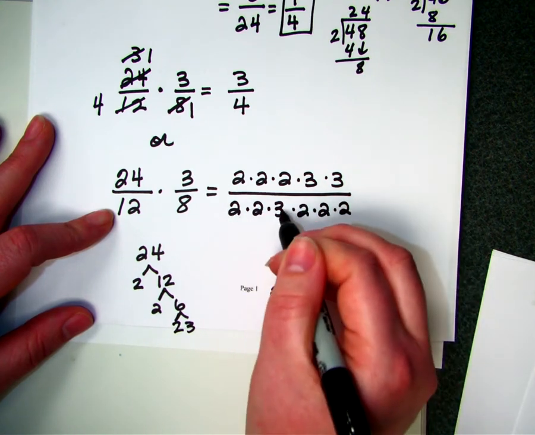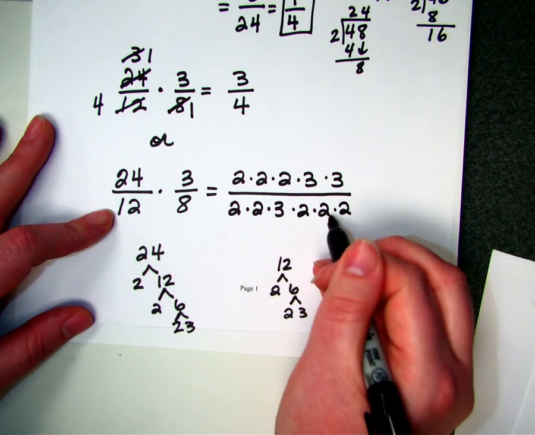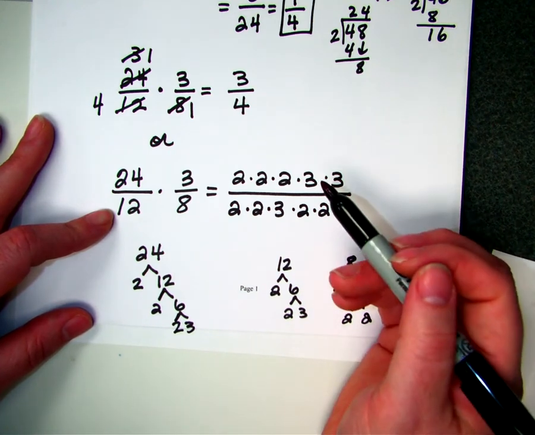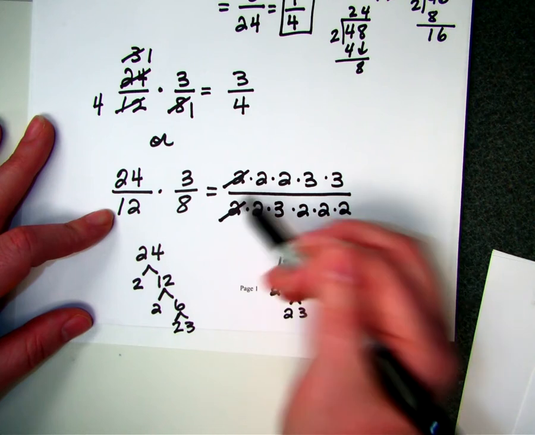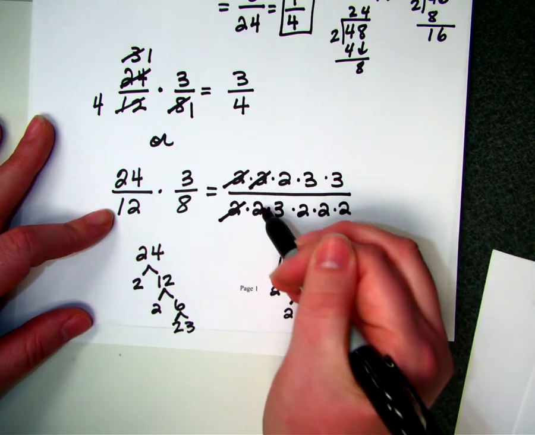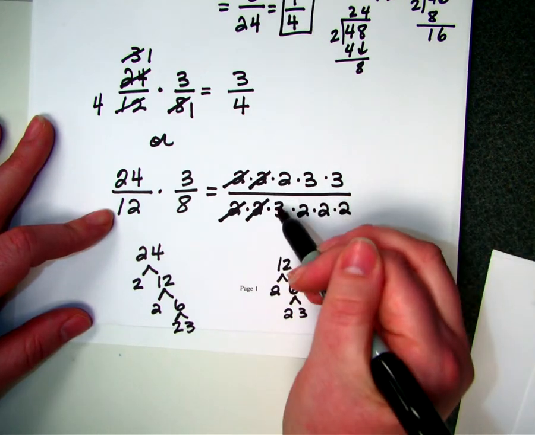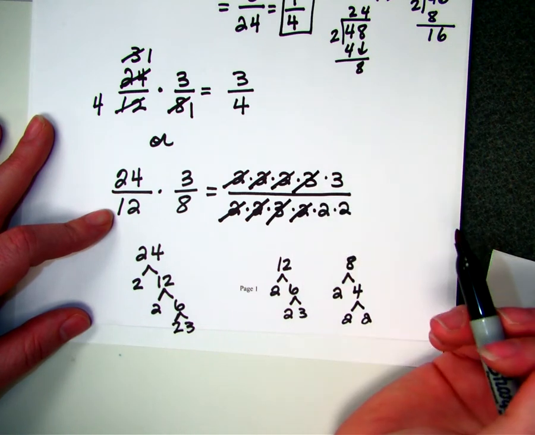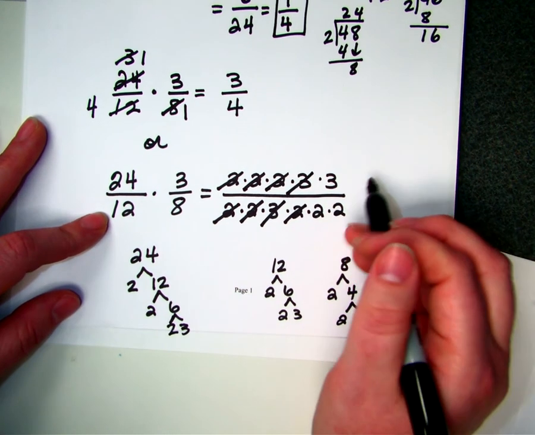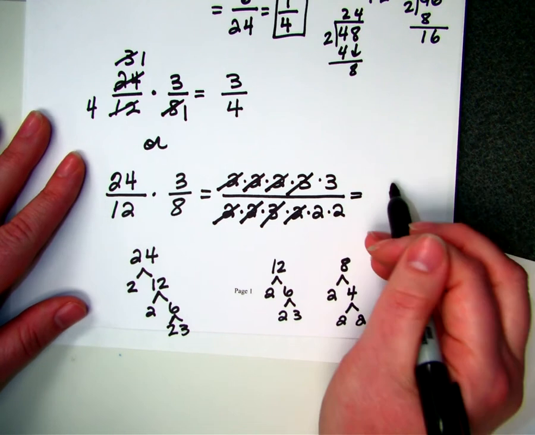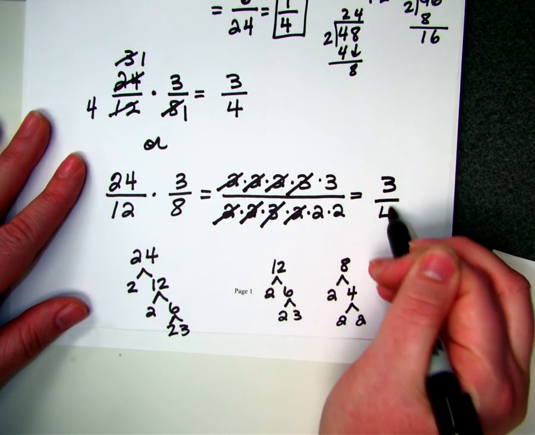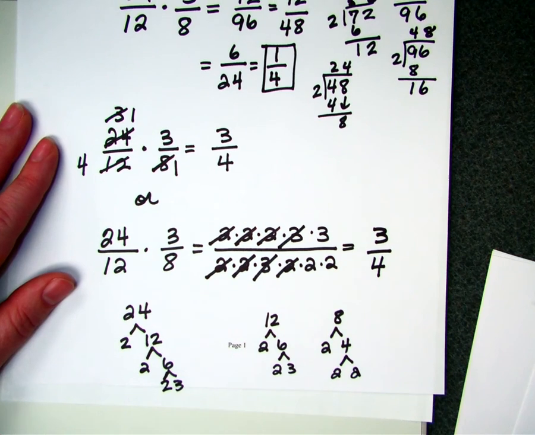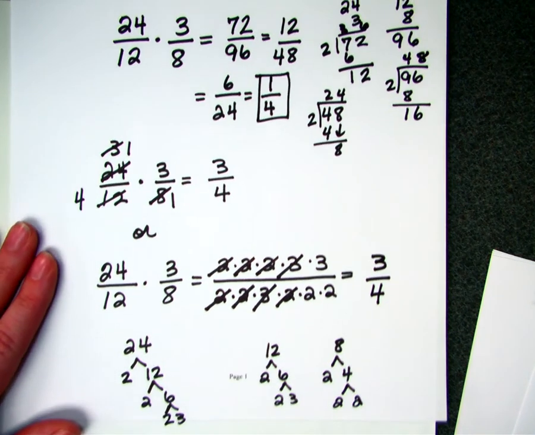So 2 times 2 times 3, that was the 12. 2 times 2 times 2, that was the 8. Now cross out any factors that the numerator and denominator have in common. So they both have at least one 2. There's another 2 that they have in common. There's a third 2. They also have a 3 in common. So what's left over that we haven't marked out? A 3 and a 4. So, 3 different ways to work this division of fractions question.